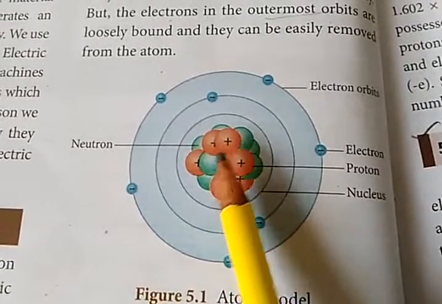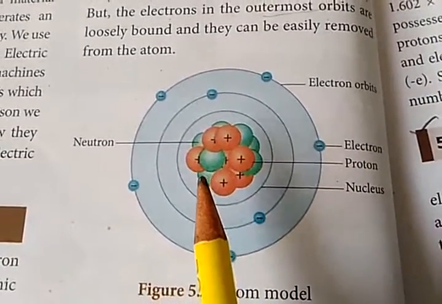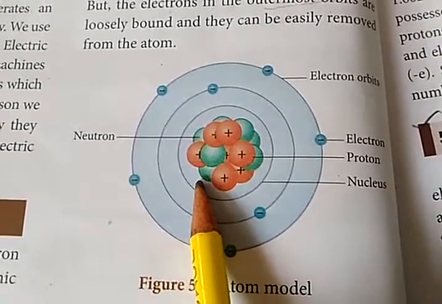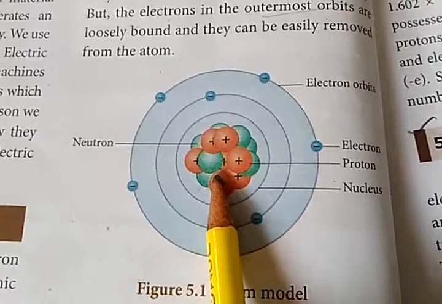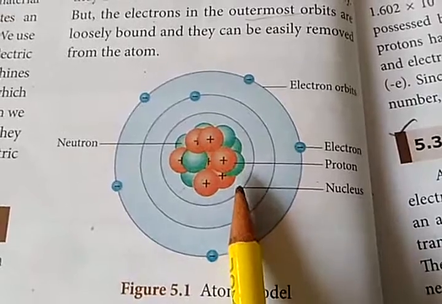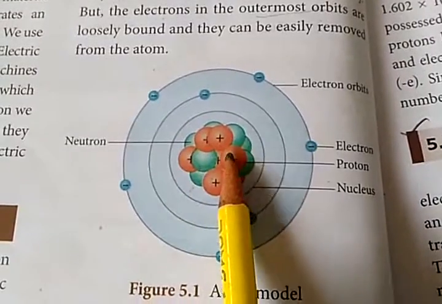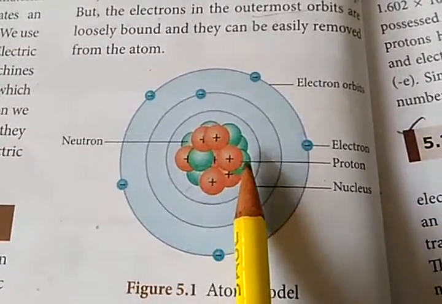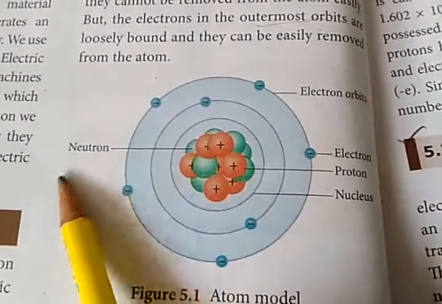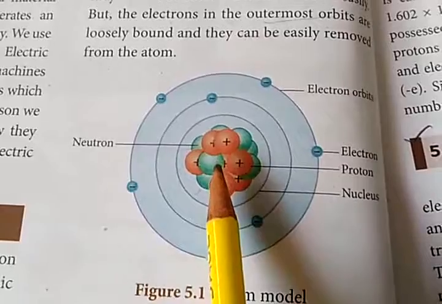Students, proton and neutron are found inside the nucleus, which is at the center of an atom. The first circle denotes the nucleus. Inside the nucleus we see proton and neutron. Plus means proton. This green color sphere is a chargeless particle, this is neutron. Proton and neutrons are combined inside the nucleus.